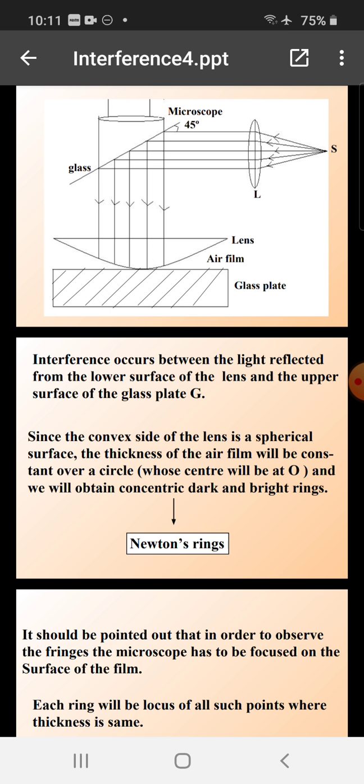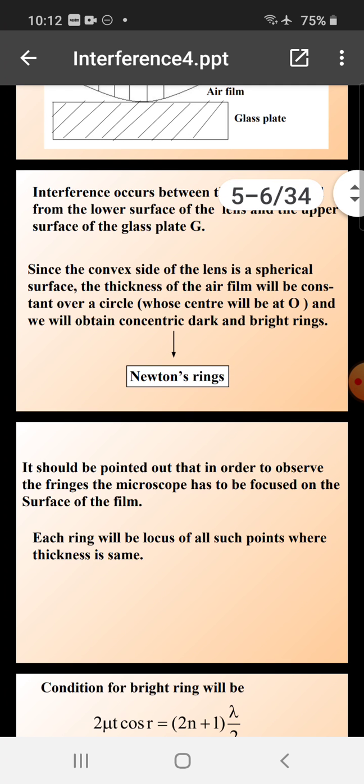Now these interference fringes are circular in shape because, as I said, of the curved part of what? The convex lens, the plano-convex lens. These rings, which are alternately central dark and bright fringes, are known as Newton's rings. Now it should be pointed out that in order to observe the fringes, the microscope has to be focused on the surface of the film. Each ring will be the locus of all such points where the thickness is the same.